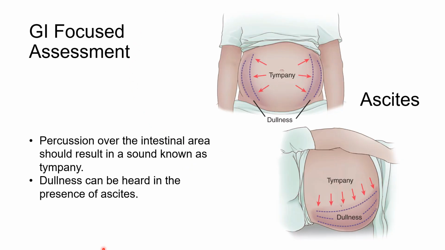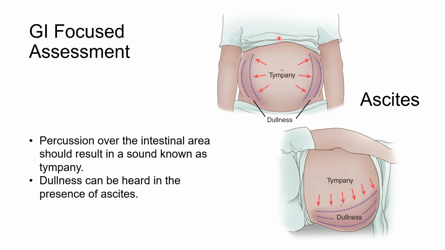So a little bit more about percussion. The sound that you typically hear over intestines is tympany. The sound you hear over fluid is dullness. So a very good example would be a patient with ascites. Ascites is abdominal fluid collection. So if you ever have a patient with ascites, take the opportunity to see if you can hear those distinct sounds of tympany and dullness.